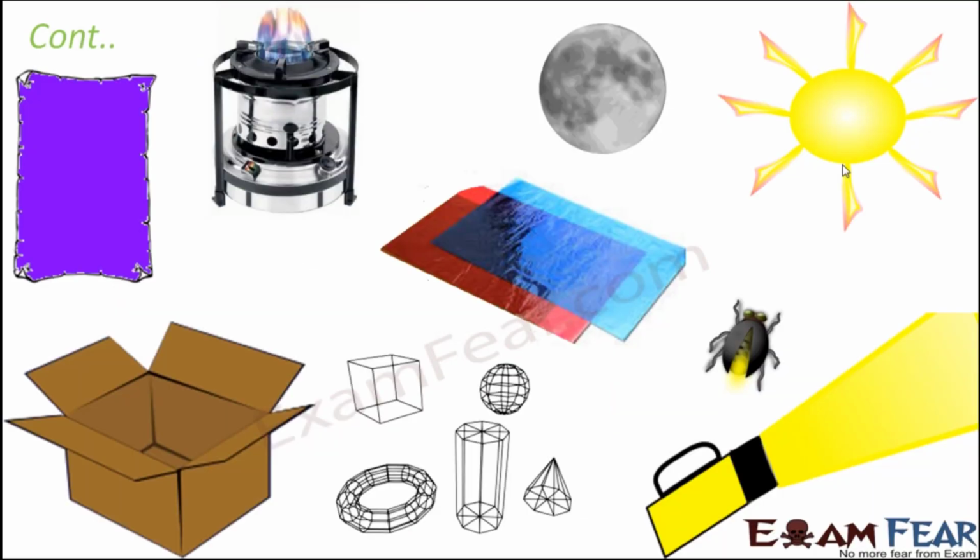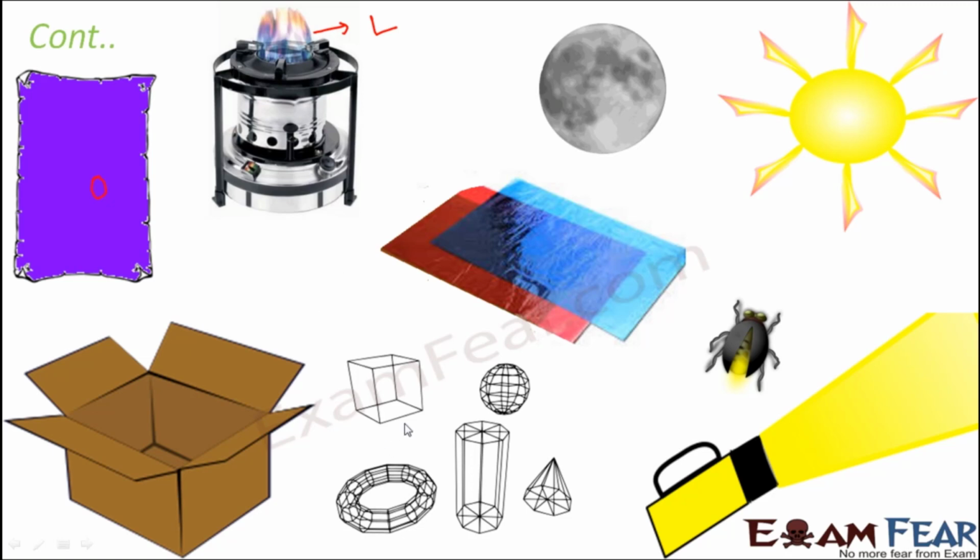A few more objects here where you have a sheet of carbon paper. What kind of object would it be? It is definitely an opaque object because light cannot pass through it. Looking at the flame of the gas burner. So this flame of the gas burner is obviously luminous because it is able to produce its own light.